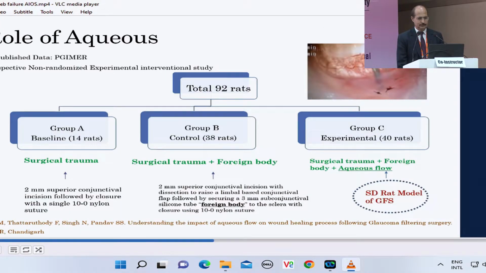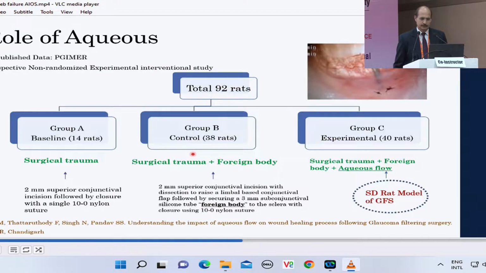Coming on to the role of aqueous. This work was primarily conducted at PGIMER. It is under the process of publication. It was a prospective non-randomized experimental interventional study which was conducted on 92 rats. They were divided into 3 groups. Group A was the baseline, which just got the conjunctival incision followed by a closure with a single 10-0 nylon suture and formed the baseline group.